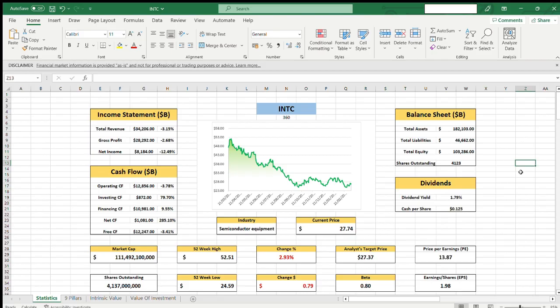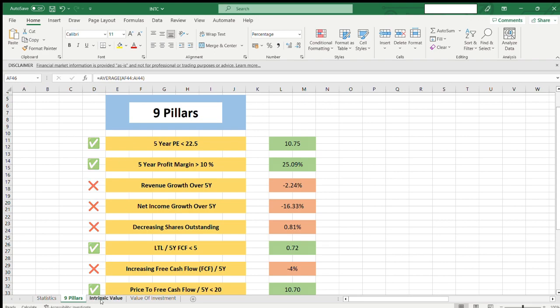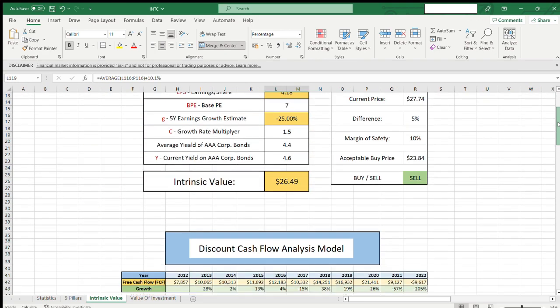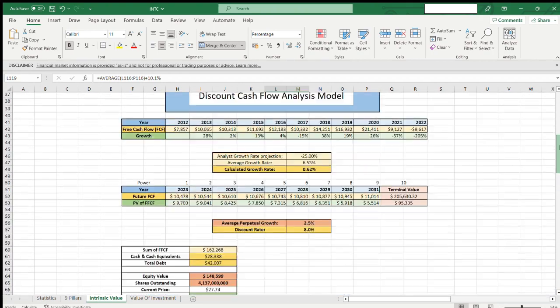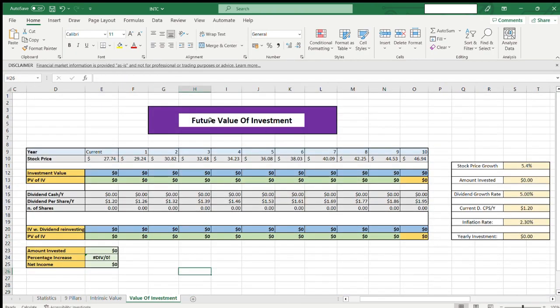To do this, we'll jump over to my stock analysis tool, where we will apply the 9-player analysis and find the intrinsic value using the Grams formula revised, discount cash flow model, multiples valuation model, and the dividend discount model. We will then find the future value of your investment within the next 10 years.